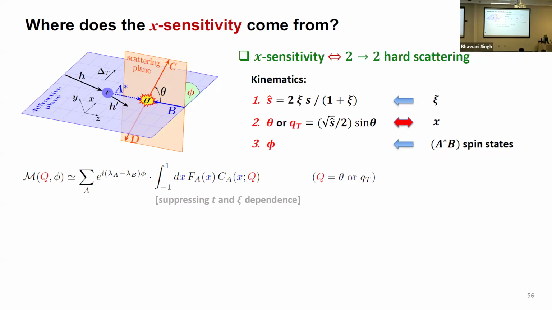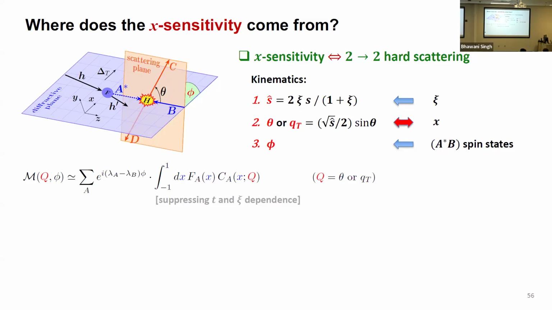So this is not X, this is Psi. And the second variable is the theta. And the third variable is the phi. And phi, we have also seen, is controlled by the spin states of A star. So it's not related to X. Only the dependence on theta, or equivalently, we convert theta to the transverse momentum of C or D, is related to X.